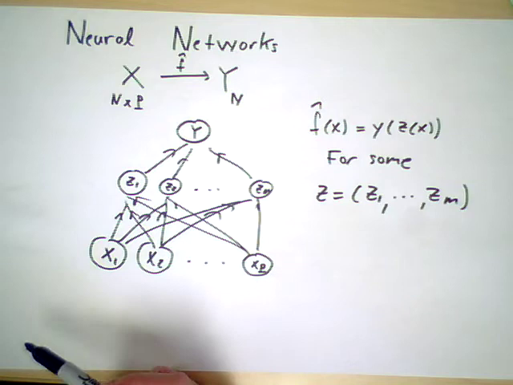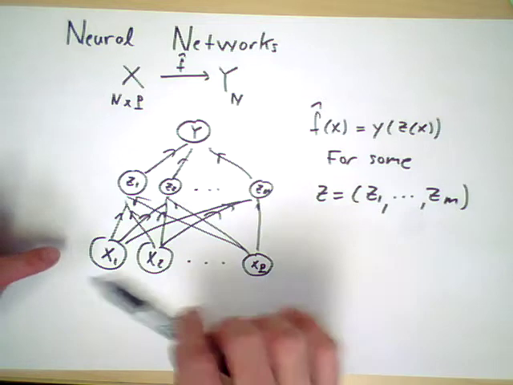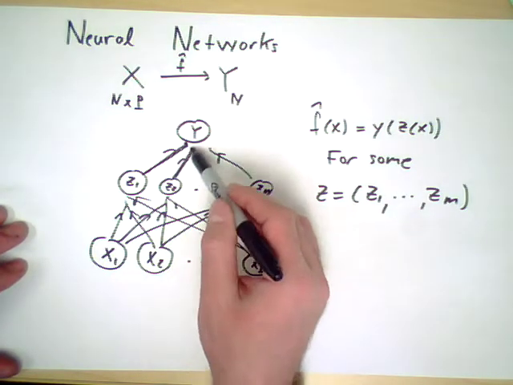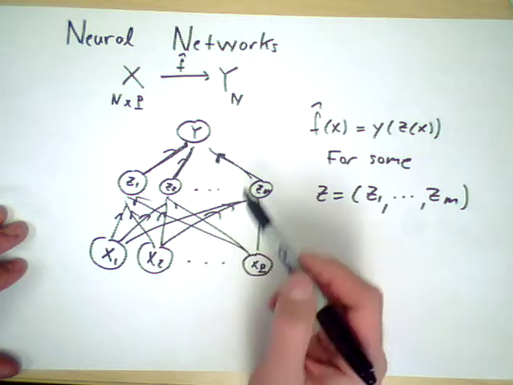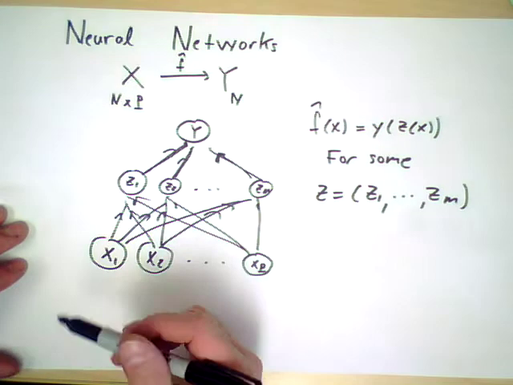So why do we draw it this way? Well, it's traditional in the world of neural networks to think about what's actually going to be a linear map as a pile of coefficients. So if each arrow here represents a coefficient, then y is a linear combination of the z's, and each z is a linear combination of the x's.